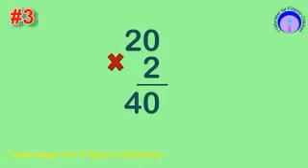Item number 3. Kindly read the sentence twice. 20 times 2 is equal to 40. Kindly read.